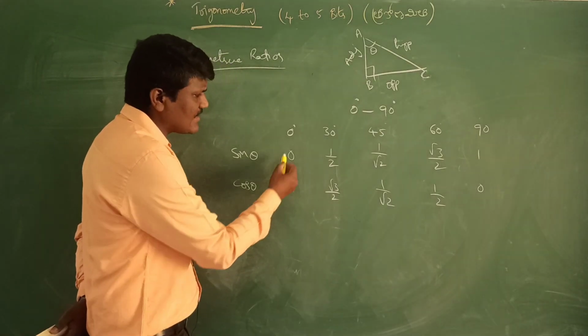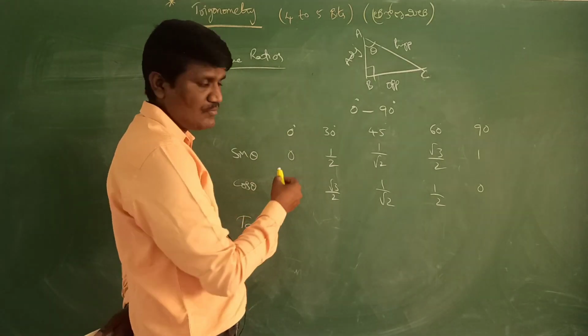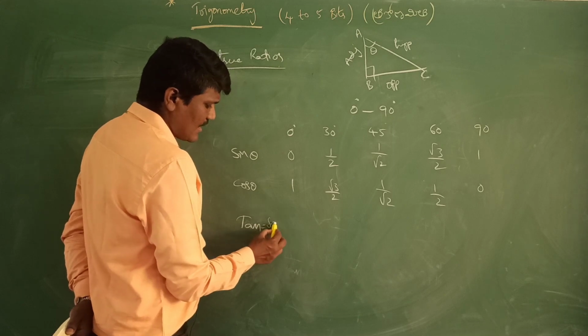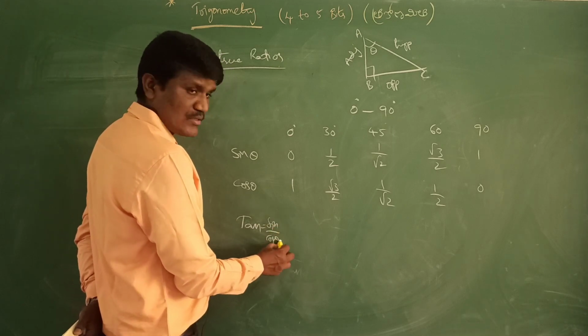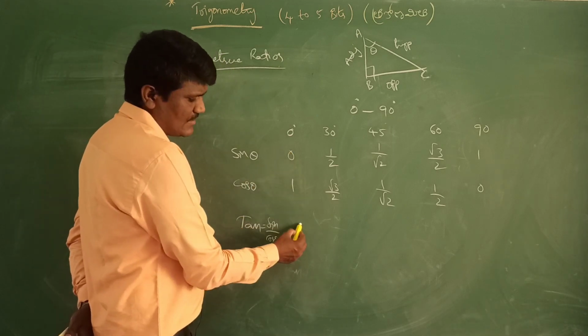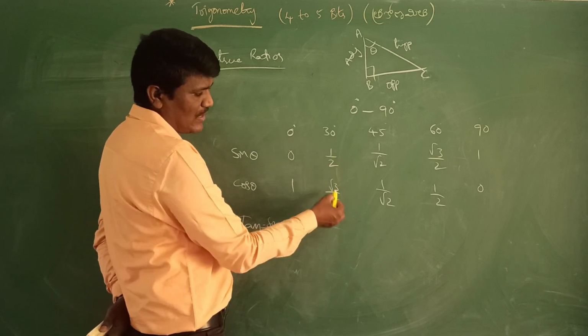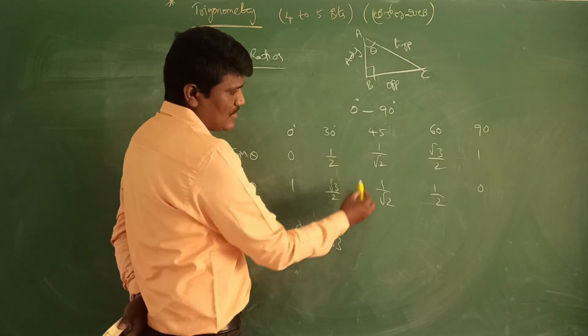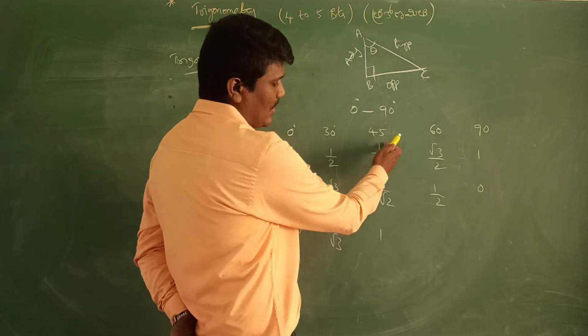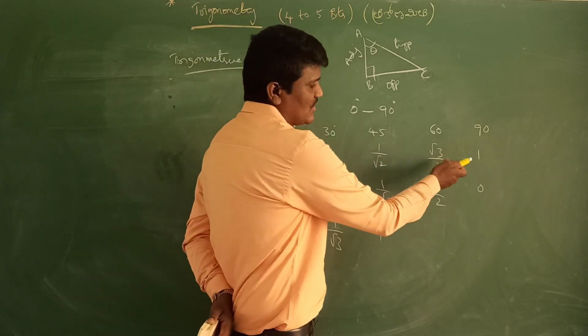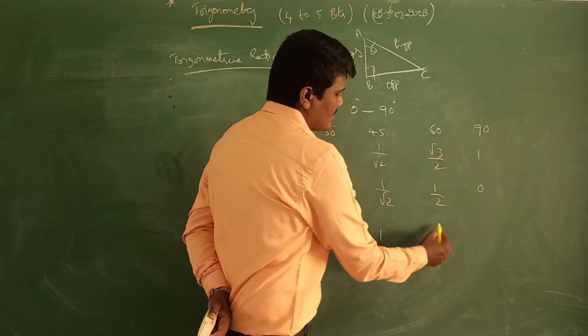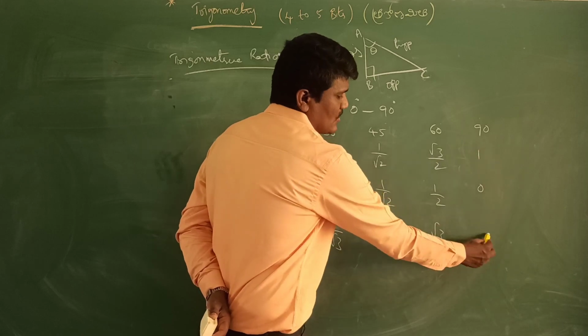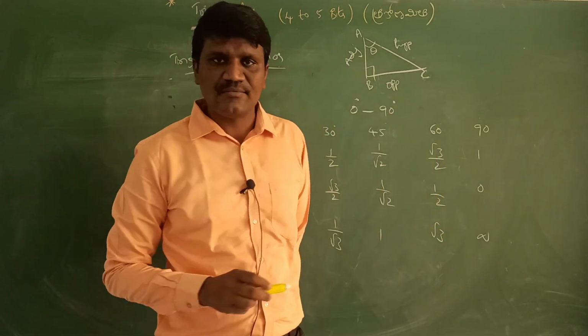Tan is nothing but sin by cos. So 0 by 1 is 0, 1 by 2 divided by root 3 by 2 is 1 by root 3, tan 45 is 1, root 3 by 2 divided by 1 by 2, the 2s cancel, is root 3, and 1 by 0 is undefined.